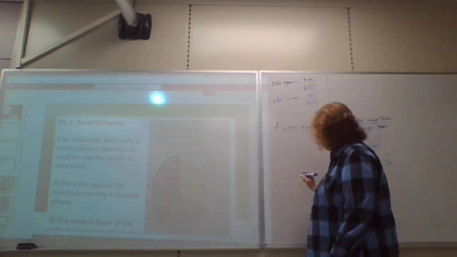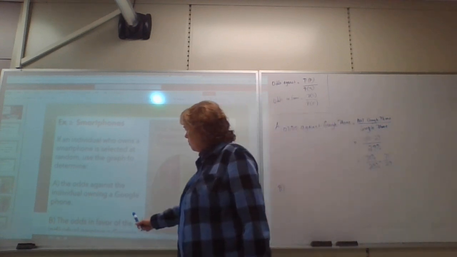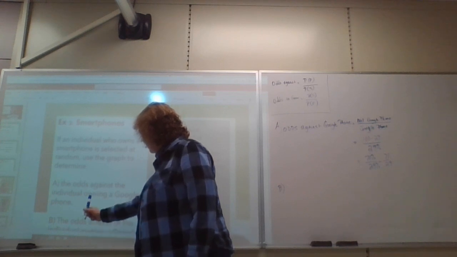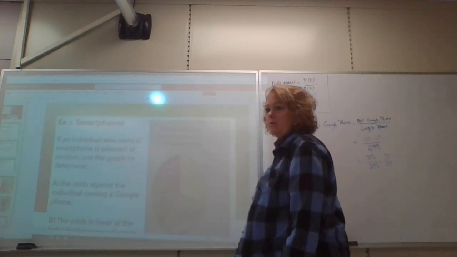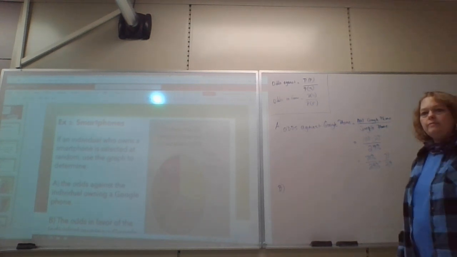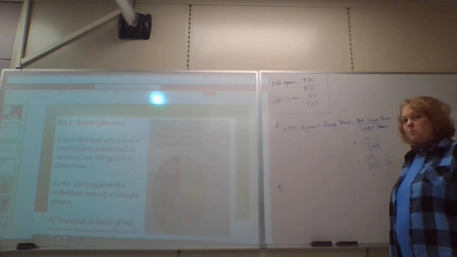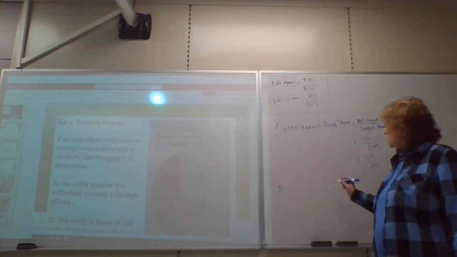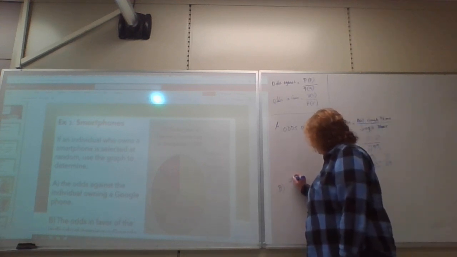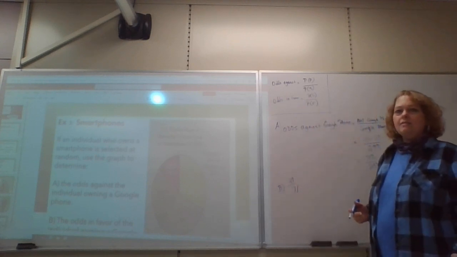So on part B, it says, what are the odds in favor of it being a Google phone? If we know what the odds are against, what do you think the odds in favor are? The exact opposite. I flip it. You flip it, which would be what? 29 over 71. 29 to 71. It's that easy. Makes more sense.